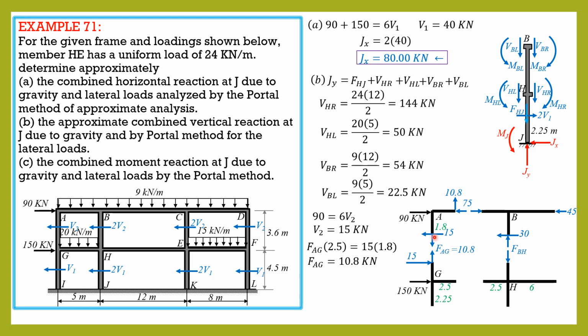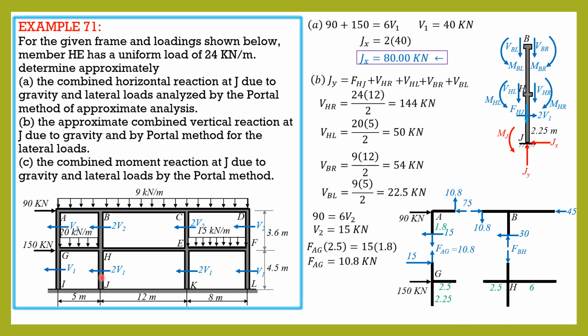So if FAG is 10.8 kilonewtons, summation versus y, so that's also 10.8. Action reaction, so that's 10.8. And let's call that shear in BC so that we can solve FBH later.